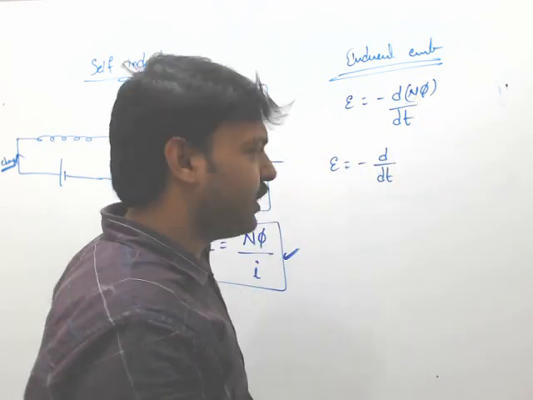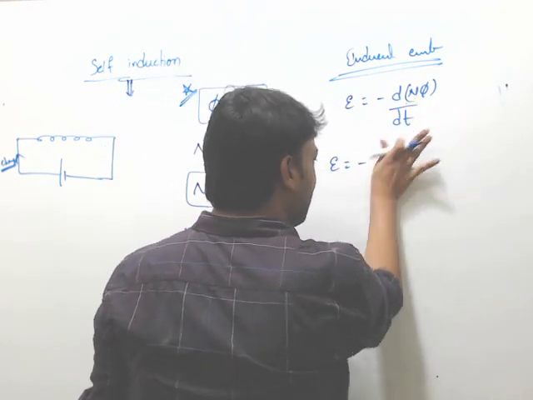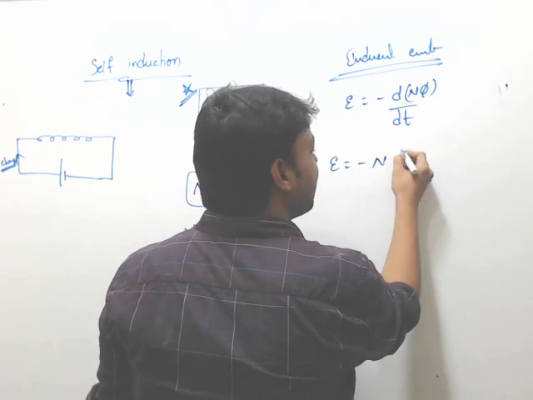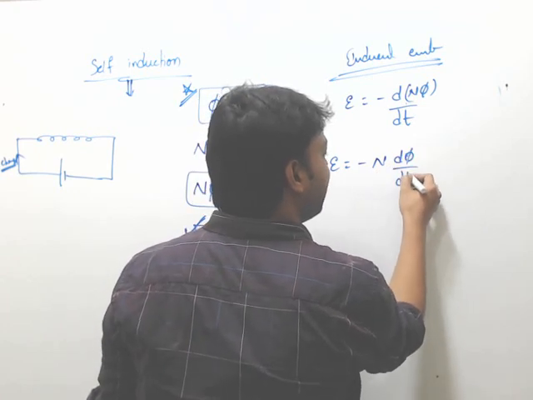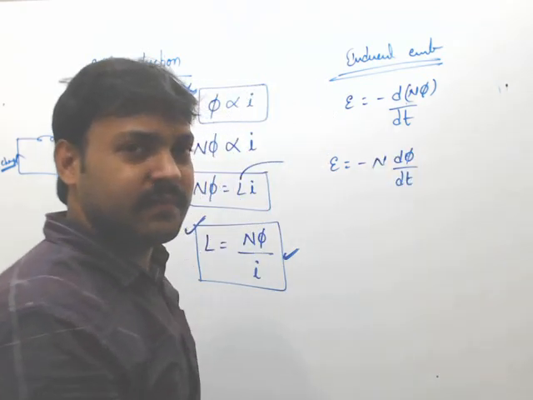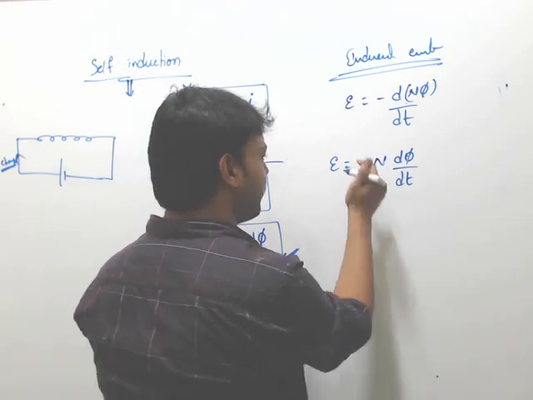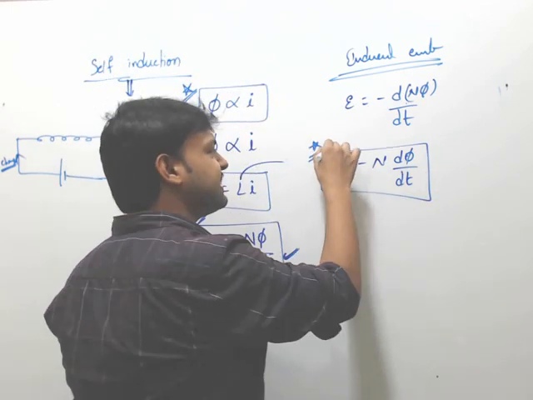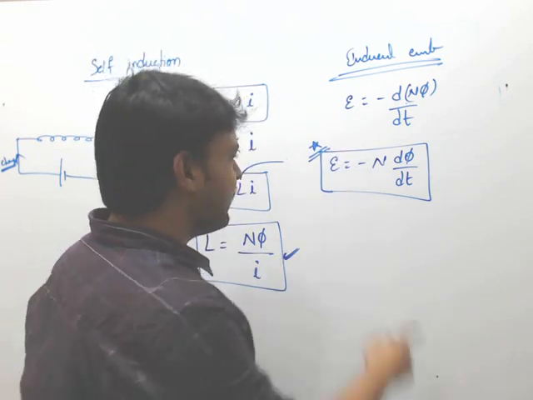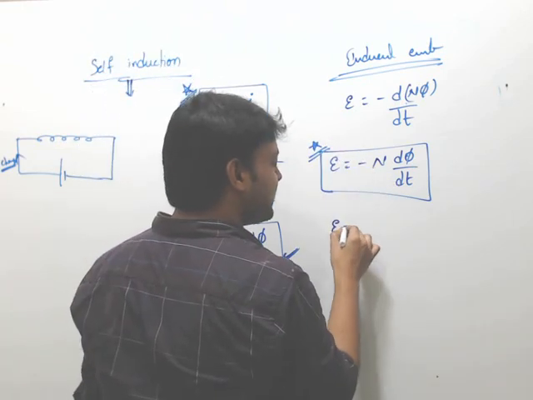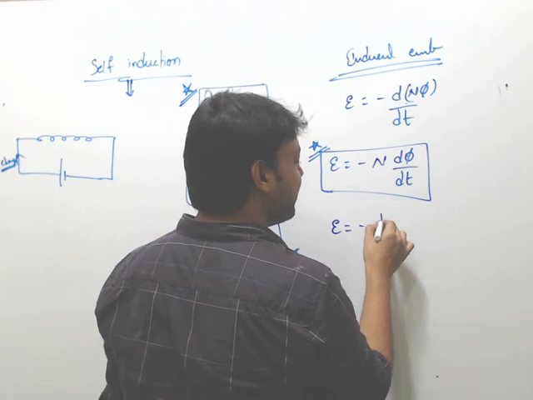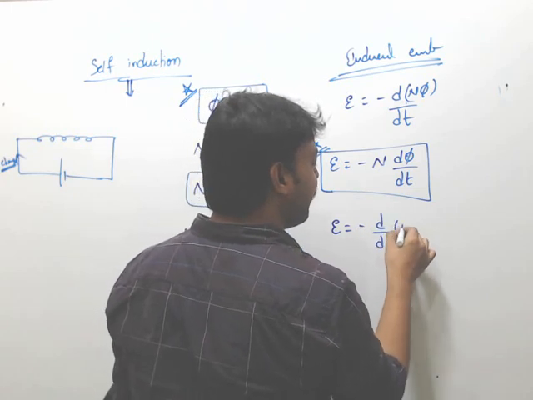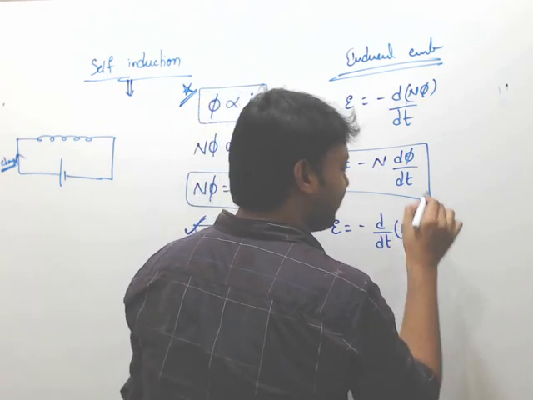N is constant throughout, so what can I write now? Minus N d phi by dt. Constants we can take out. This is the exact formula of induced EMF, which I think we discussed in Faraday's laws. Now N I am sending inside again. I have just written the formula: minus d by dt of N times phi.